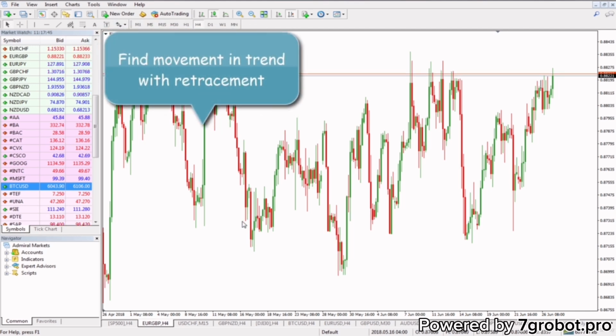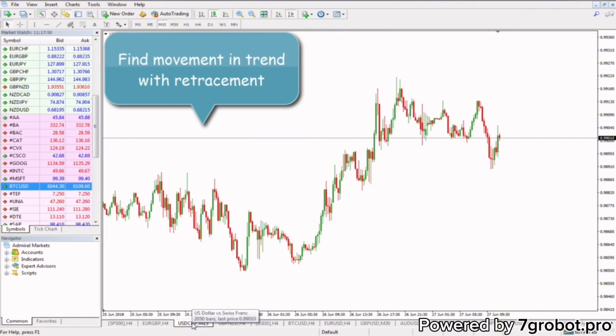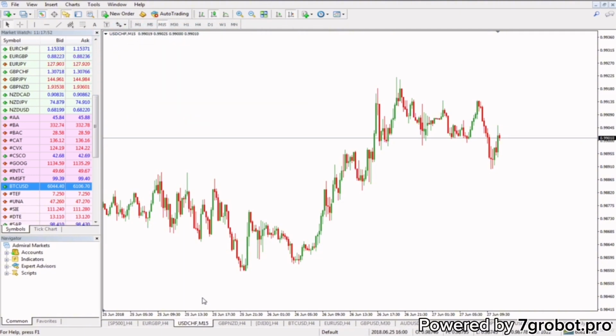Okay, the second rule. In order to use Fibonacci, we do not just need a trend, but a retrace as well. What does a retrace mean? Retrace is the price movement which is opposite to the main trend.